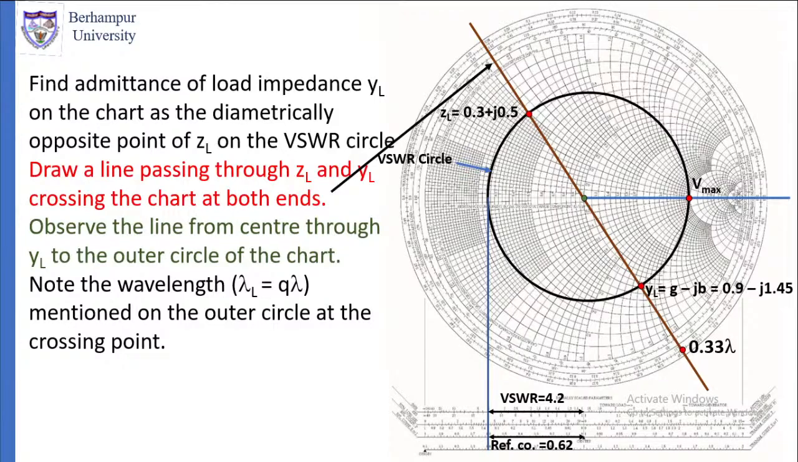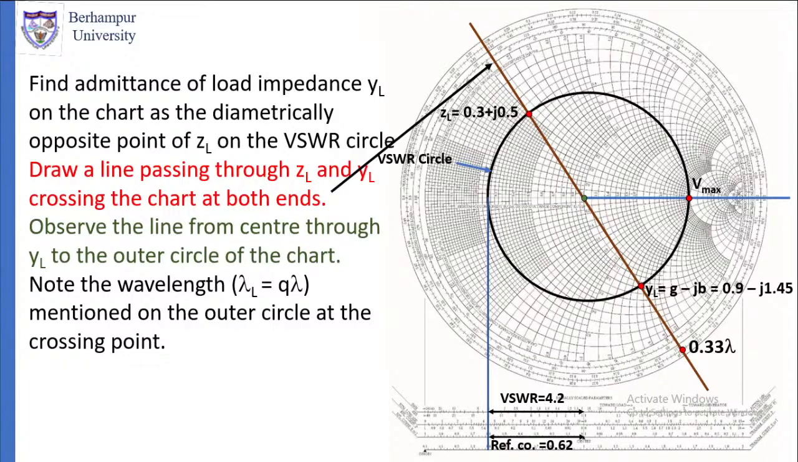Then observe the line from the center through YL to the outer circle of the chart. Where it meets the outer circle, note the wavelength mentioned at that point. So suppose YL is equal to Q times lambda. Here you will see that Q is equal to 0.3. So the red line has been extended to the rim. There we are noting the wavelength. Wavelength will be in terms of lambda L, that is Q times lambda L. So this is mentioned on the outer circle at the crossing point.